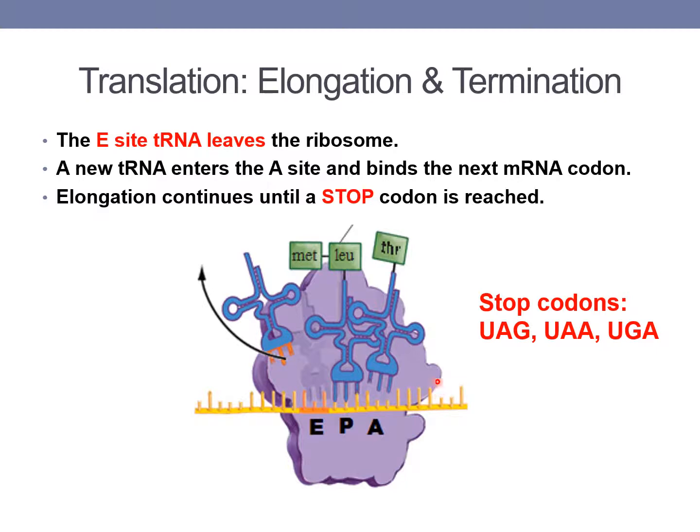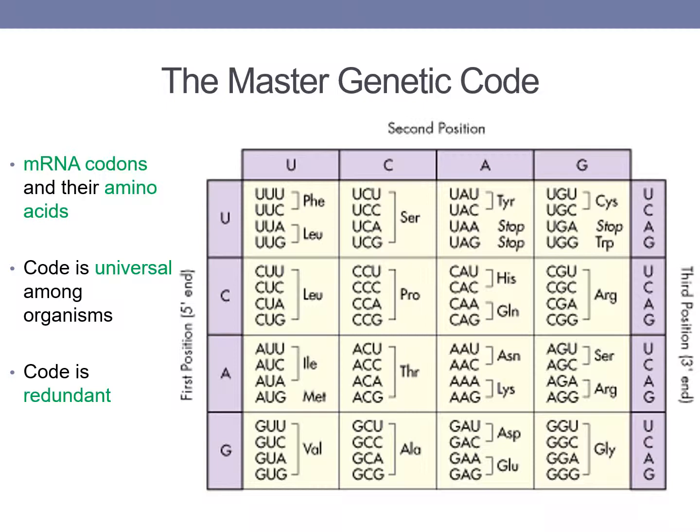The messenger RNA is released, the transfer RNAs are released, and the growing protein chain is complete and released. And then it can travel to the rough endoplasmic reticulum in order to be folded into the secondary structure. So let's take a quick look at the master genetic code.